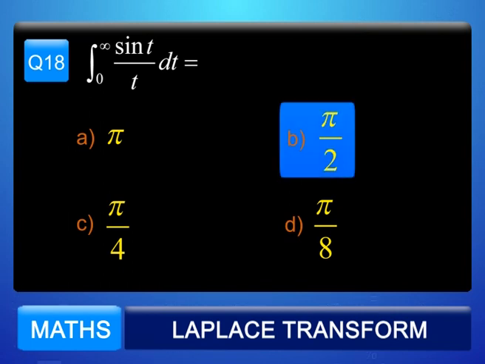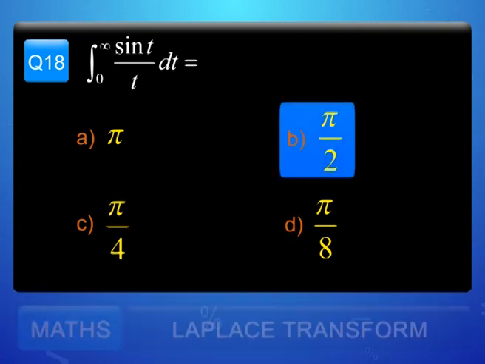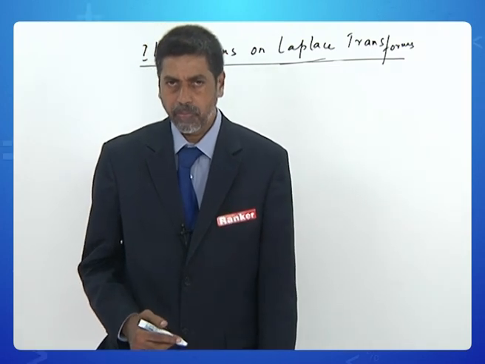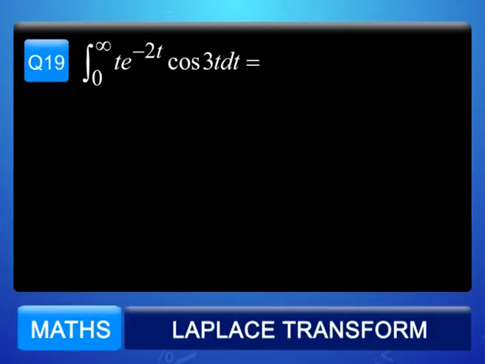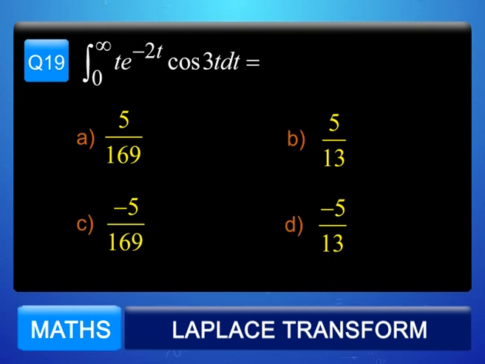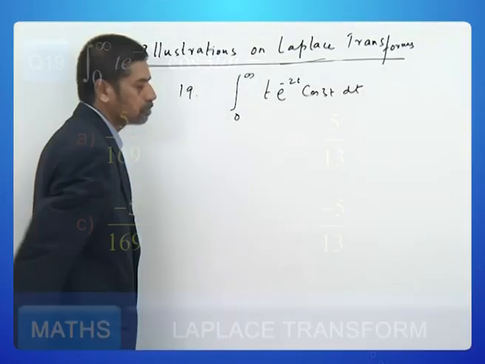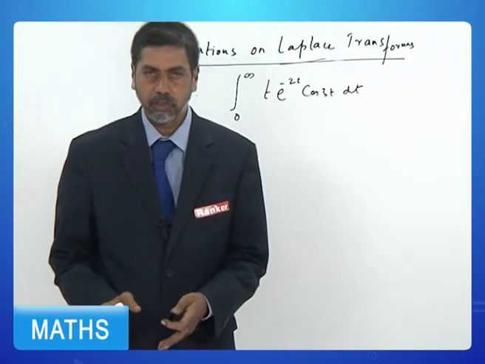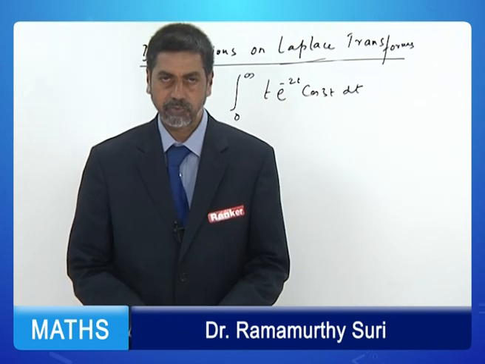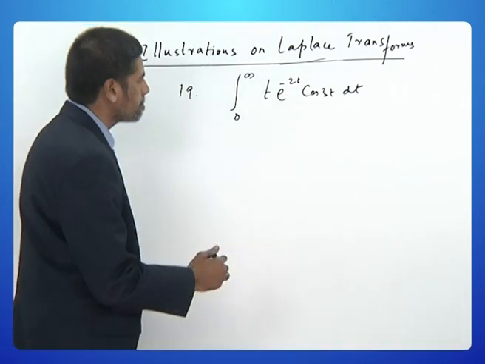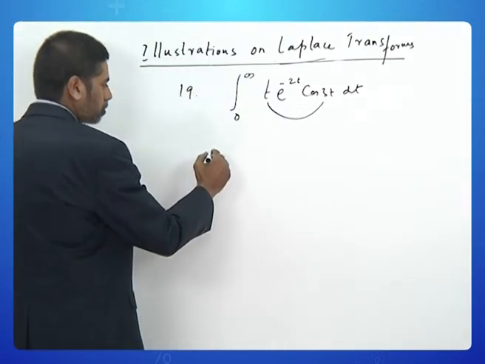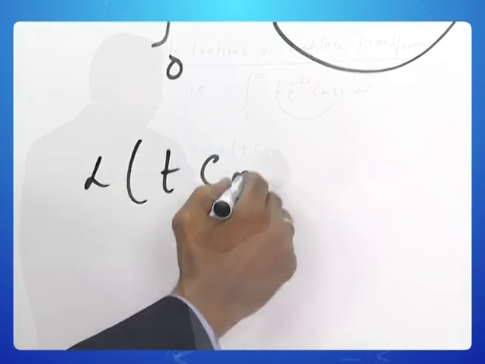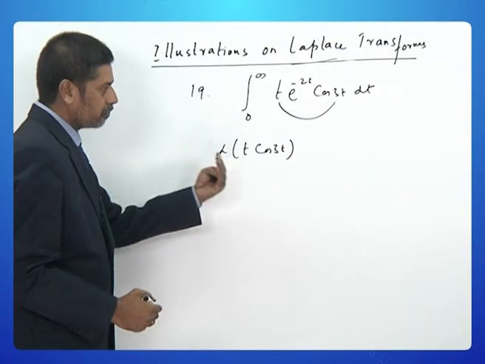So this is a very quick way of solving this problem. Friends, the 19th question that I have chosen is another improper integral based on the same idea. The problem that is given to you is integral 0 to infinity t e power minus 2t cos 3t dt. Well, I would like to do this problem using the two rules that I just gave you. So first what you do is you target this pair, right? So the Laplace transform of t cos 3t you first determine.